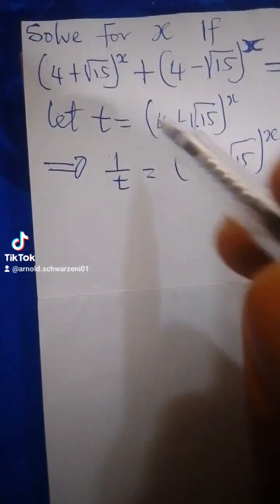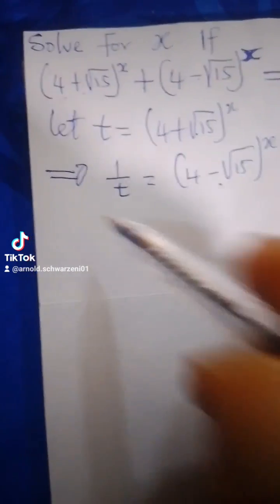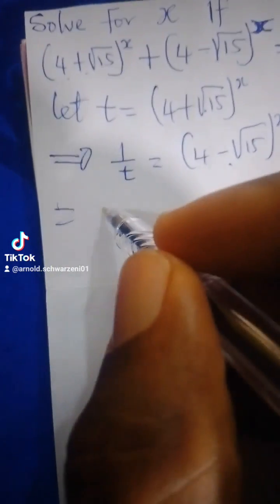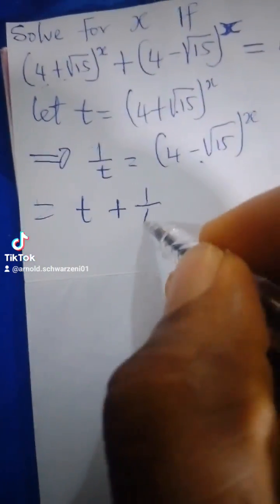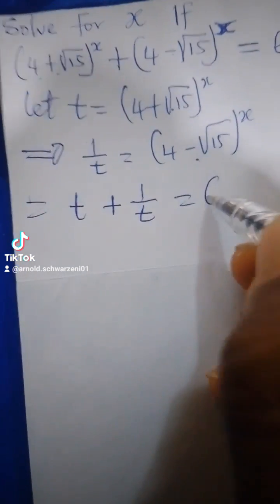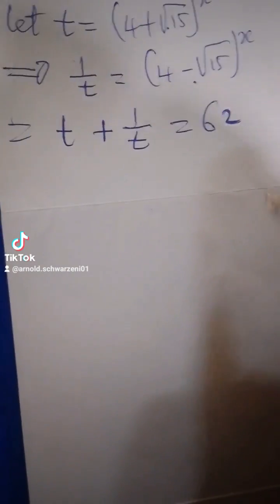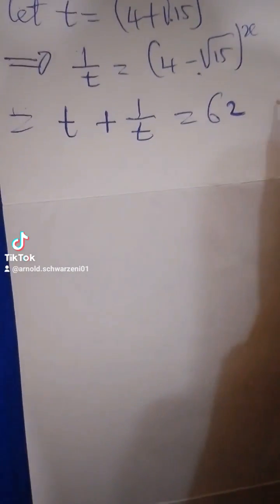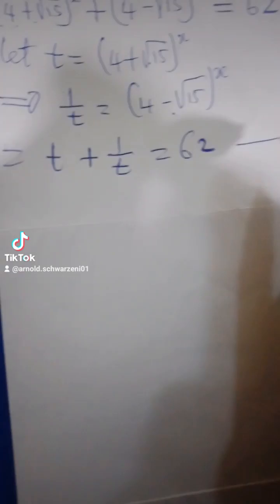So whatever we are going back there, we substitute t for this and 1 over t for this, and when we do that, we are going to have t plus 1 over t equal to 62. That's what we have now. Then the next thing we do is let's call this equation 1, and multiply equation 1 by t so that we can make this linear.